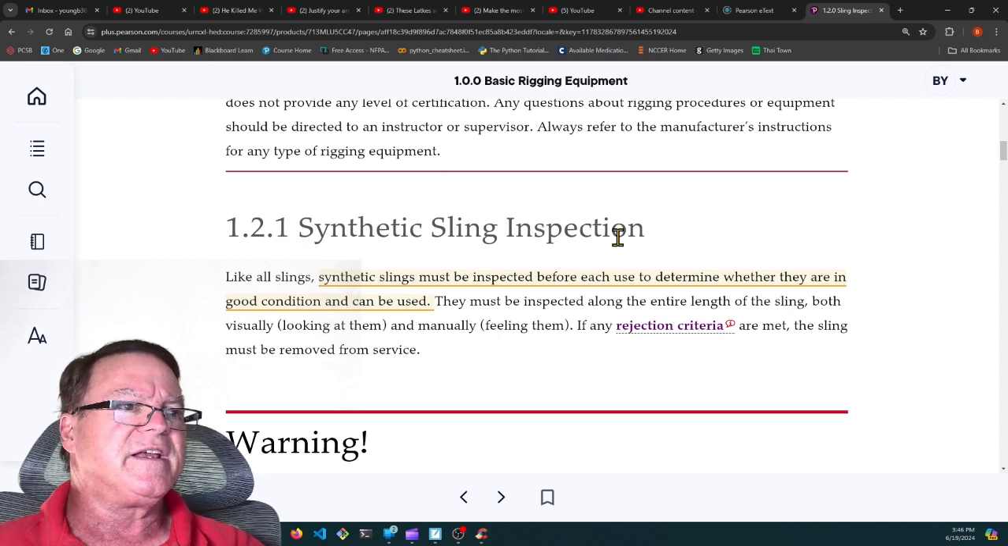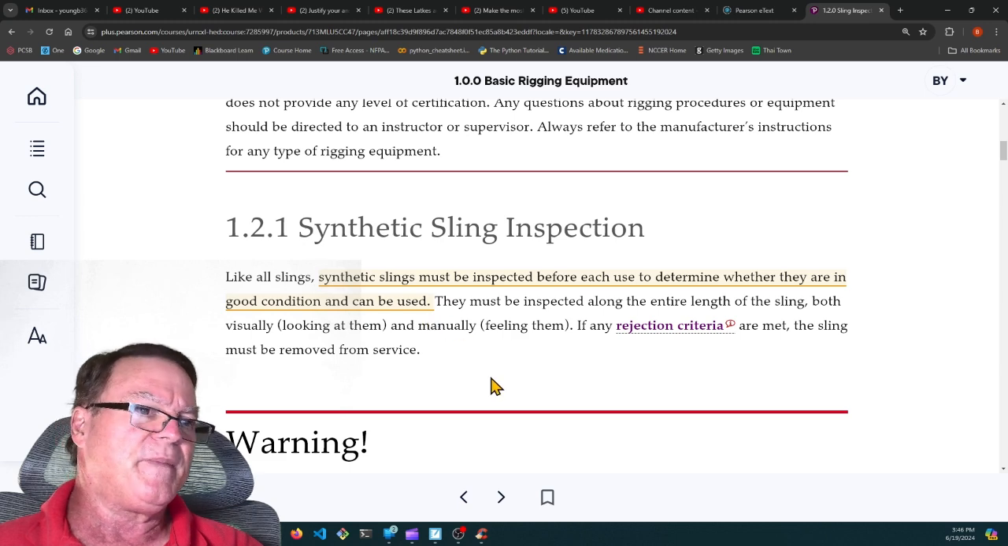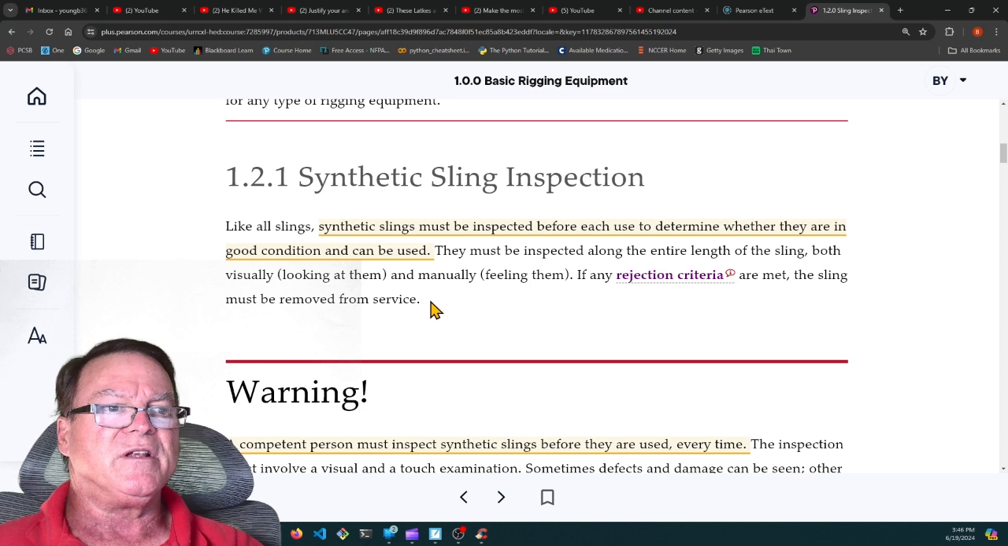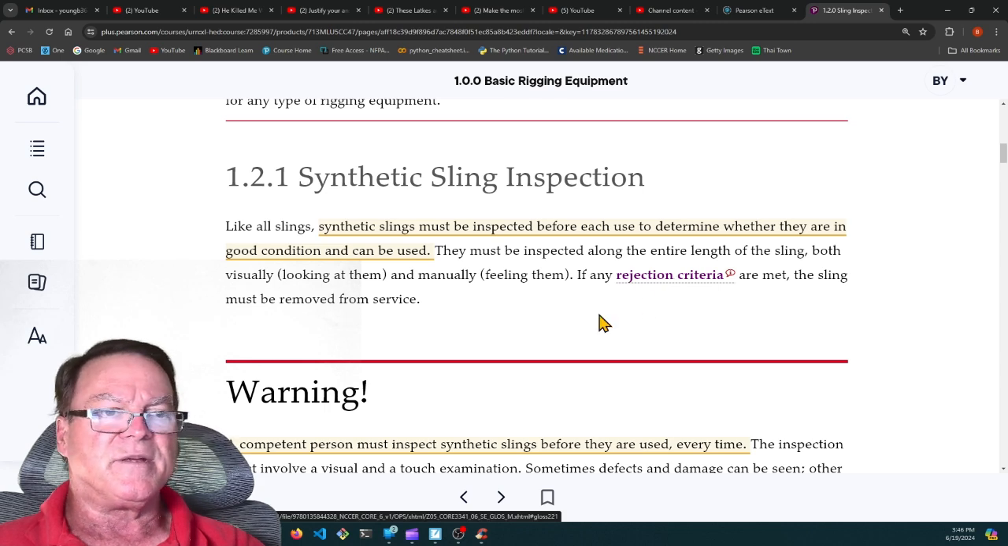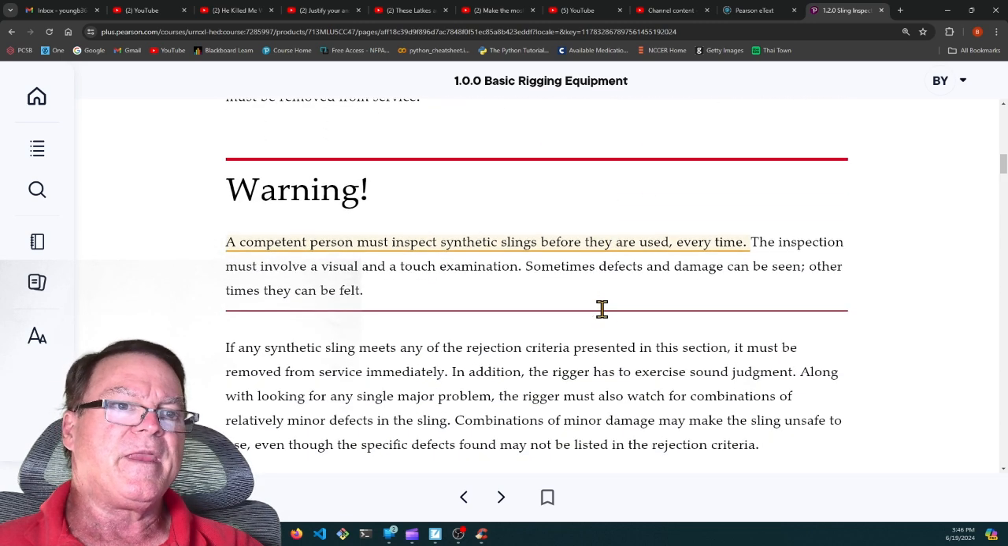1.2.1 Synthetic Sling Inspection. It says, like all slings, synthetic slings must be inspected before each use to determine whether they are in good condition and can be used. They must be inspected along the entire length of the sling, both visually, looking at them, and manually, feeling them. If any rejection criteria are met, the sling must be removed from service.